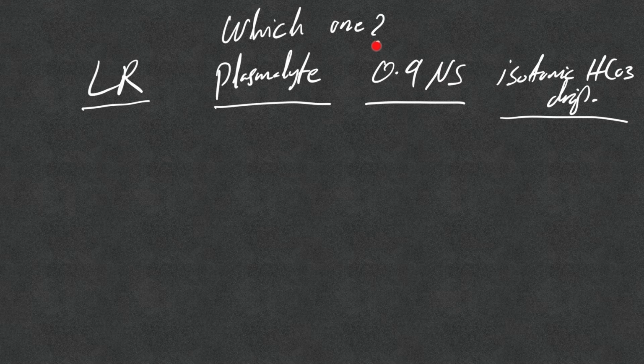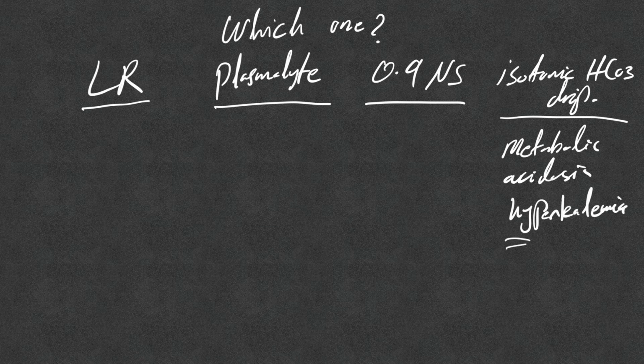Now, which one to pick? Lactated Ringer, Plasmalyte, 0.9 NS, or isotonic bicarb drip? It's very clear that the isotonic bicarb drip is good when there is metabolic acidosis or hyperkalemia and they need resuscitation. So these are the indications where you think of isotonic bicarb drip, and I mentioned that in my hyperkalemia treatment video. And remember, the isotonic bicarb, you can give as a bolus, you can give 250 to 500 cc an hour, even 1000 cc an hour. So don't be afraid to give a high amount in such a short time if you need.